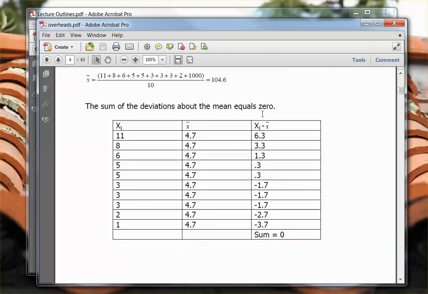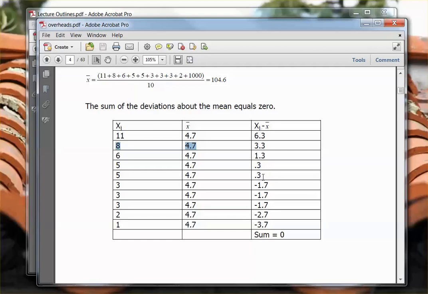But another property that's important is that the sum of the deviations from the mean equals 0. What this means is if you took the mean, in this case 4.7, and here's our original set of scores, and then you take the difference between each score and the mean. So 11 minus 4.7, well, that's 6.3. 8 minus 4.7, well, that's 3.3, and so on.